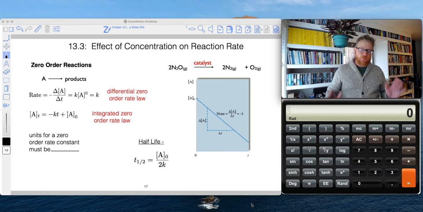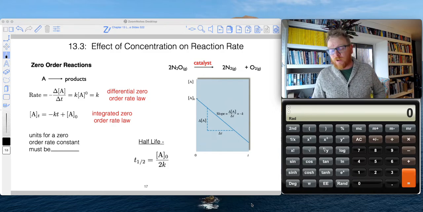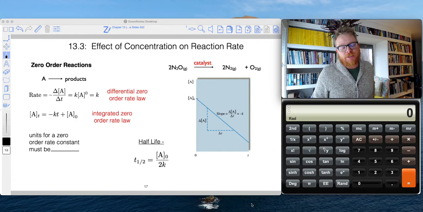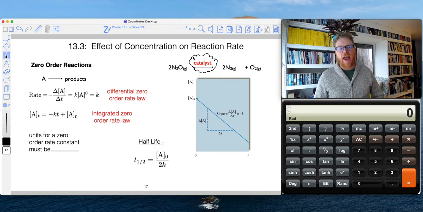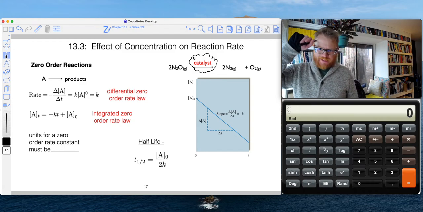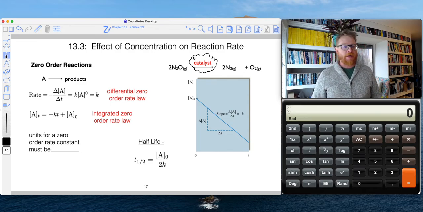I'll be very brief when I talk about zero order reactions because these reactions are a little bit more rare, and typically you only see them when you've done something like add a catalyst, as this example shows right here. That doesn't mean all catalyzed reactions are zero order reactions, but it's a common occurrence. We will be talking about catalysts soon, so if you've heard that word but don't know what a catalyst is, don't worry, we're going to be talking about it.